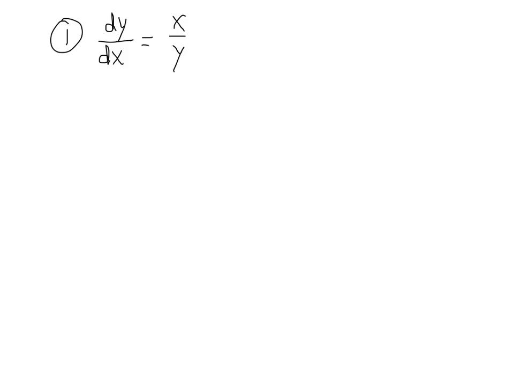So like the name implies, we need to separate variables. A lot of times you'll see the x's and y's mixed together. And so generally the first step is to get all the y stuff on one side and the x stuff on the other. So in this case, I need to multiply both sides by y, and I'm also going to multiply both sides by the dx. So again, think of this like a fraction for just a little bit. So if I multiply by y, I would have a y dy on the left and an x dx on the right.